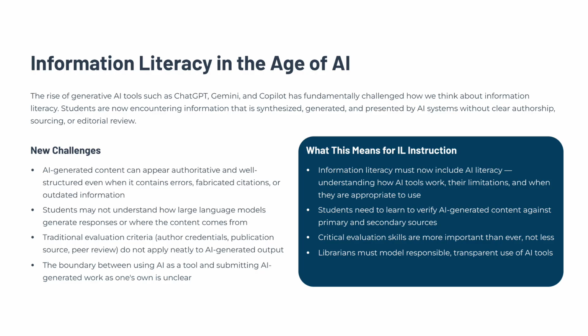What does this mean for IL instruction? It means information literacy must now include AI literacy. Students need to understand how these tools work, what their limitations are, and when they are and aren't appropriate to use. They need to learn to verify AI-generated content against primary and secondary sources. Critical evaluation skills are more important than ever, not less. And we as librarians need to model responsible, transparent use of AI tools in our own work.